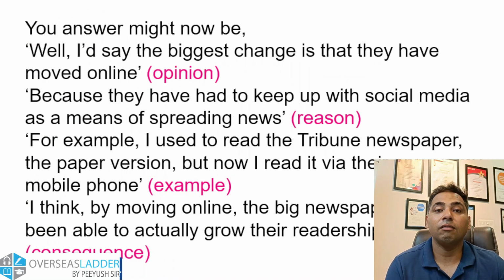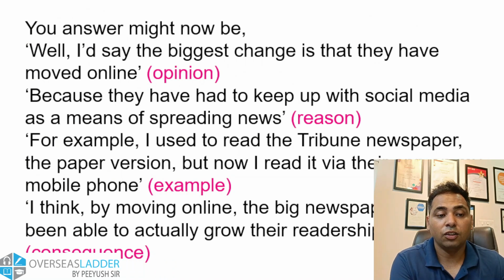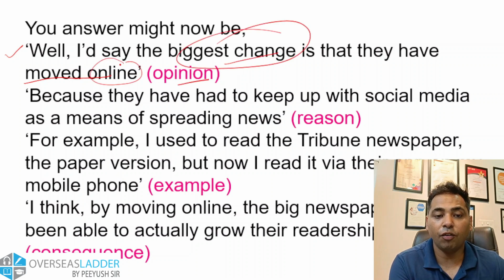So first we'll be giving our opinion. So we can say that, well, I would say the biggest change is that they have moved online. So this is our opinion, that yes, there is a change and they have moved online. Now I would be giving a reason for it: because they had to keep up with social media as a means of spreading news. Alright, so this is our reason.